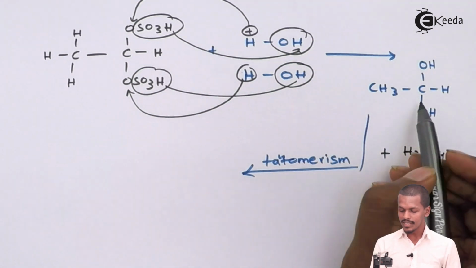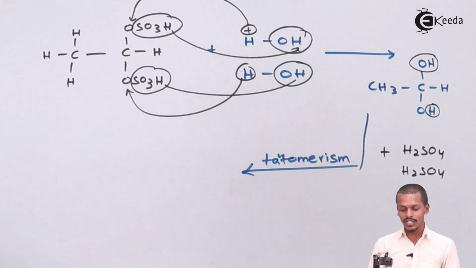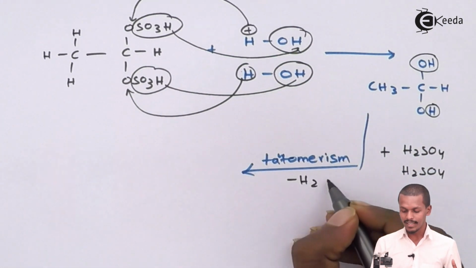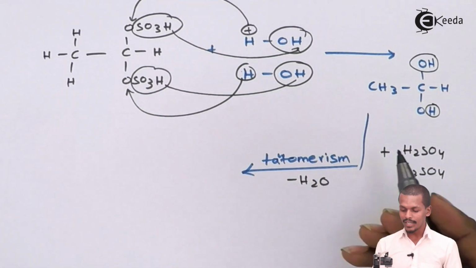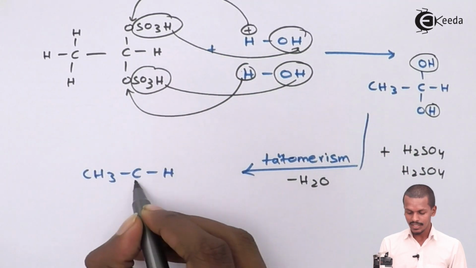In this case, this double bond would remain here itself, while this OH and this H will be removed in the form of water, H2O, and what would be obtained here is CH3CH double bond O.